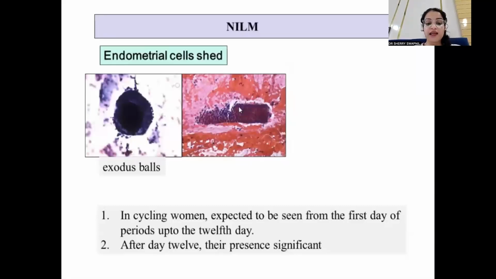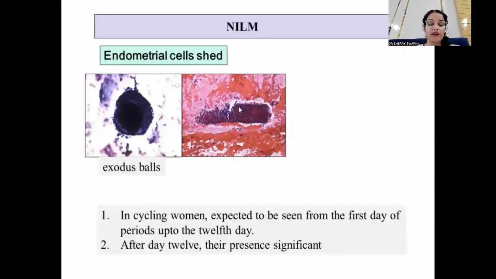So you can see endometrial cells as small stacked epithelial cells with stroma as well. They can be seen as a fragment or as an exodus ball. The central part is the stroma, which is darkly stained, and the periphery of lighter stain shows epithelial cells, small epithelial cells that are compactly arranged.